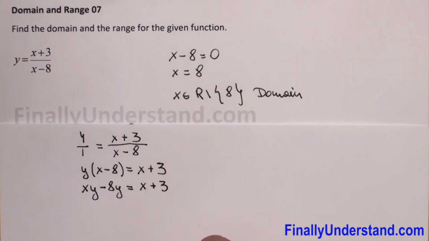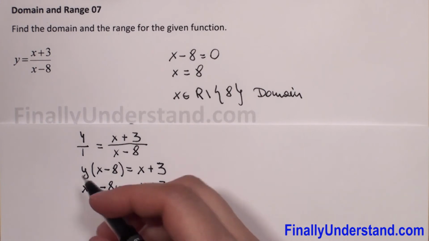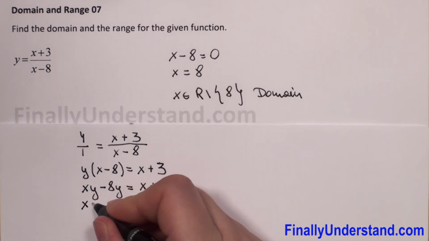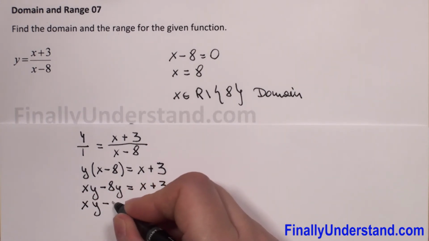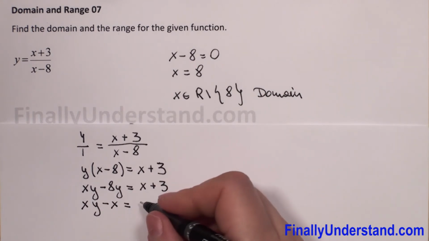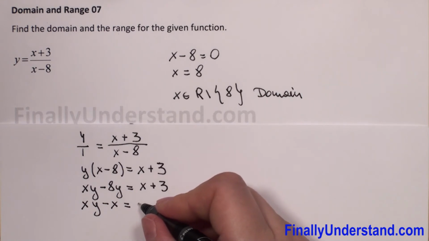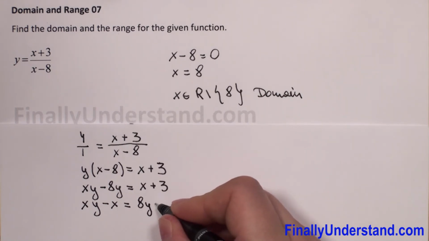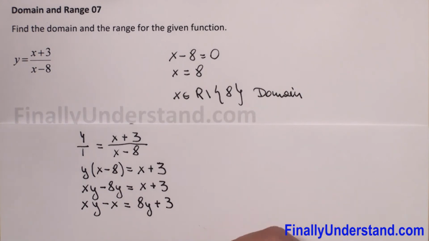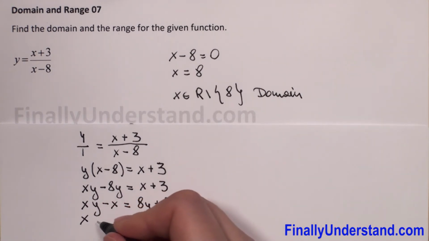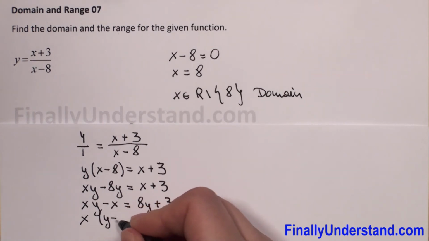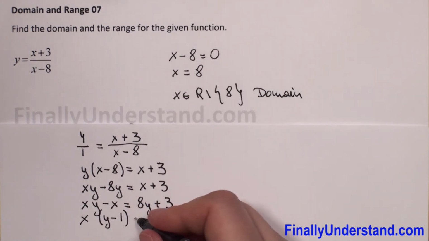Now we have to move to one side all terms with x. So I will move this x to the left side. So here I have xy minus x equals negative 8y. I will move to the right side, so 8y plus 3. Now we can factor x. So I have y minus 1 in parentheses.